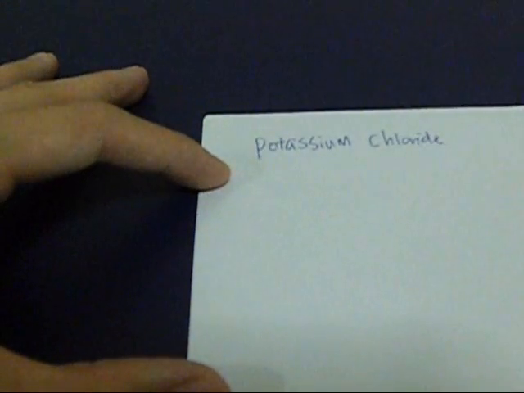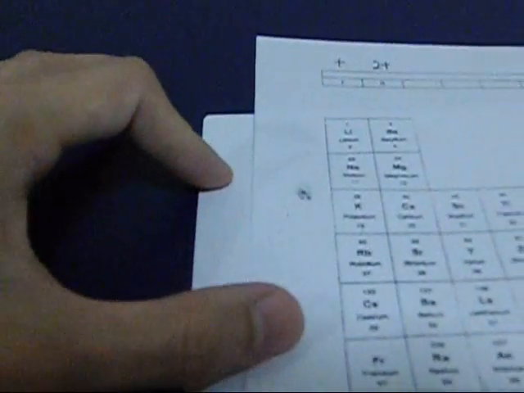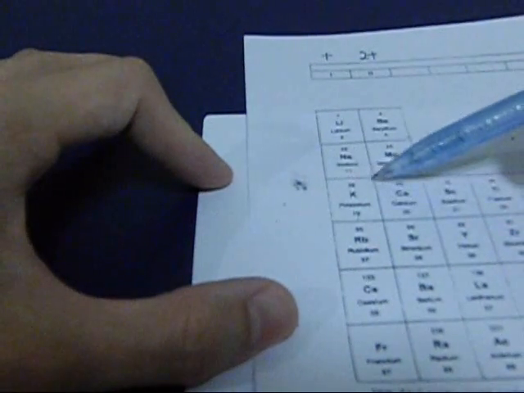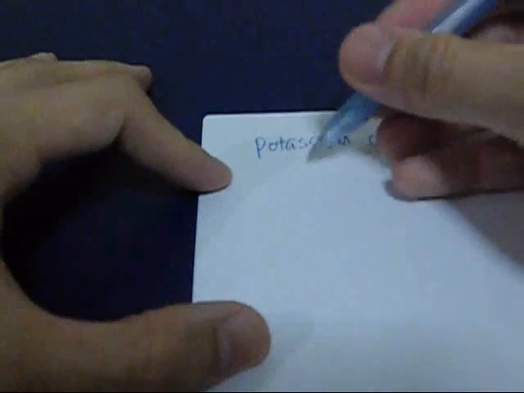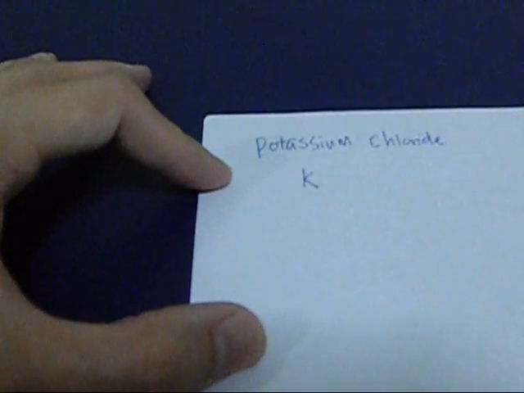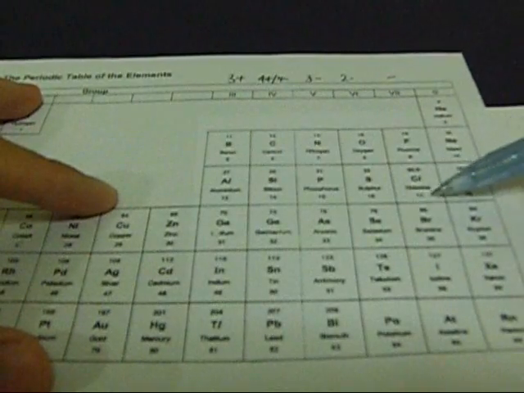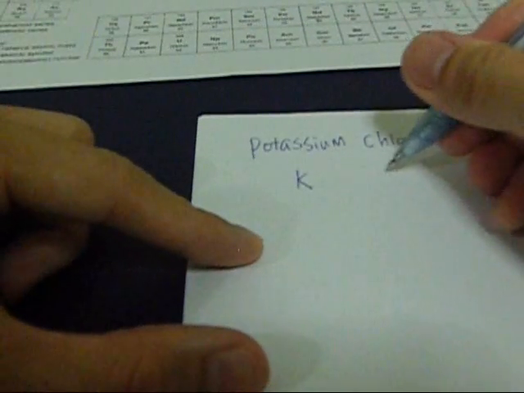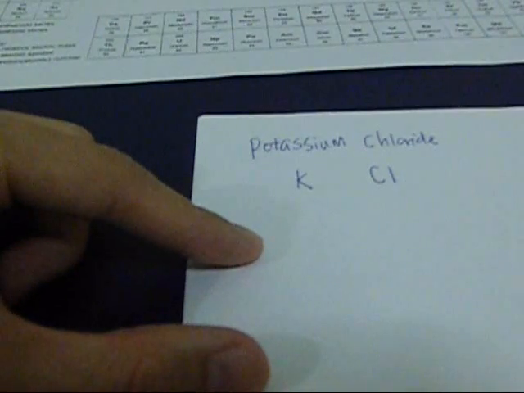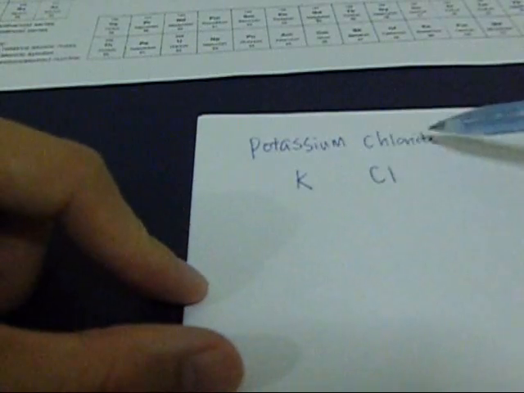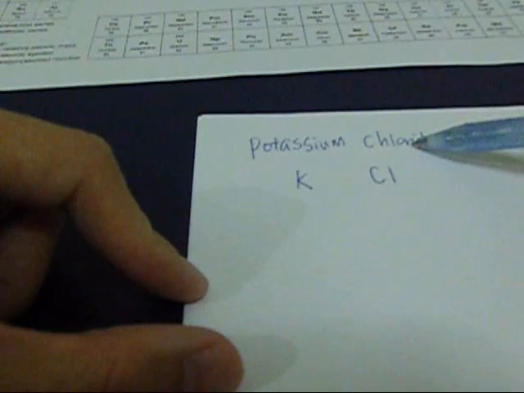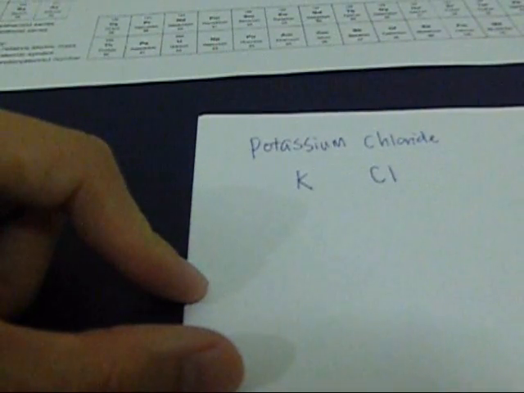Now, potassium, if you look at the periodic table, potassium is right here. So the chemical symbol is K. And chloride is actually from the word chlorine. And chlorine, it's right here, it is Cl. Now, in order to write the chemical formula for this ionic compound, a metal named potassium and a non-metal named chloride, the first thing is you need to figure out the charge of the potassium and the chloride ion.